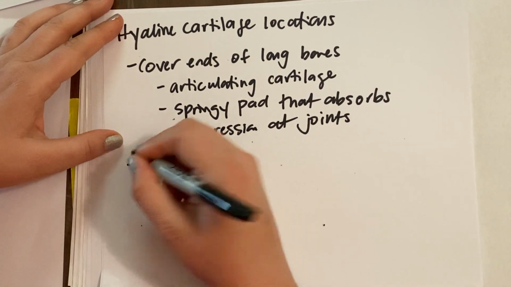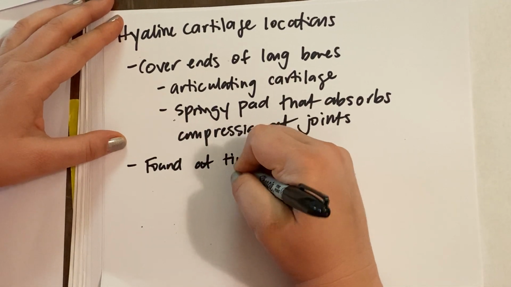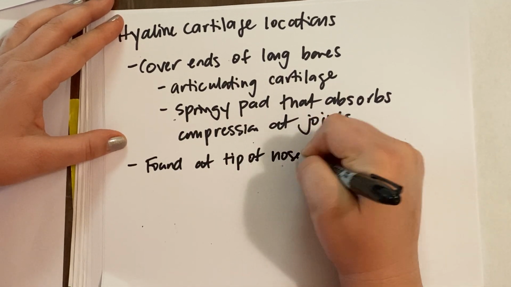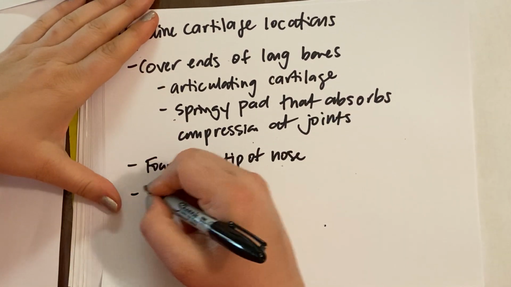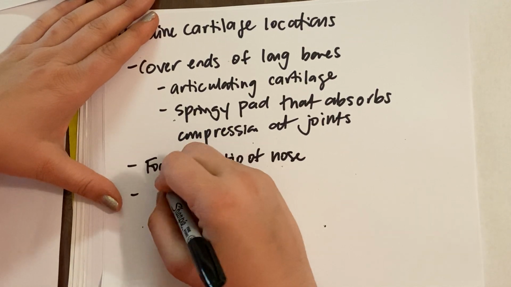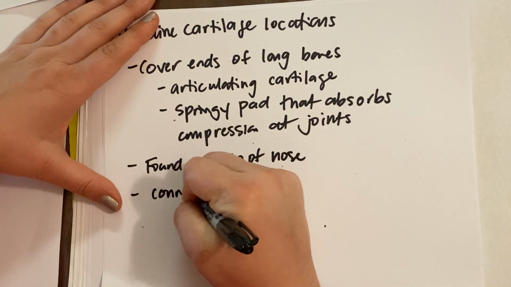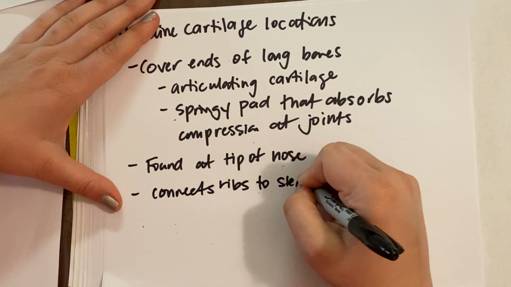This is also going to be found at the tip of your nose. The part that you can kind of bend back and forth on your nose is going to be made out of hyaline cartilage. It's going to be found at the sternum-rib connection, so it connects ribs to sternum.